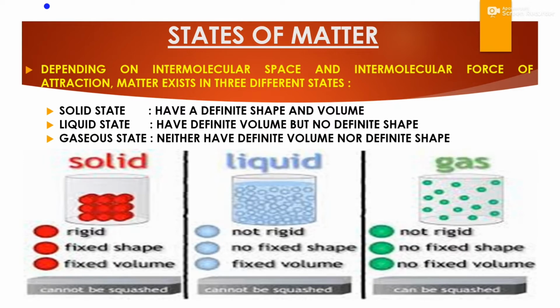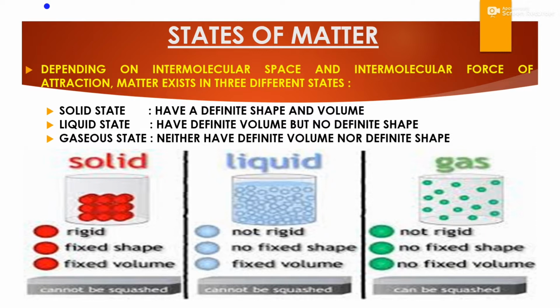So first, depending on intermolecular space and intermolecular force of attraction, matter exists in three different states. Solid state has a definite shape and volume. Liquid state has definite volume but no definite shape. Gaseous state has neither definite volume nor definite shape.